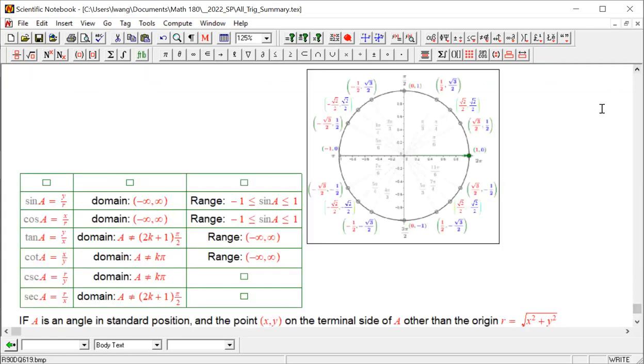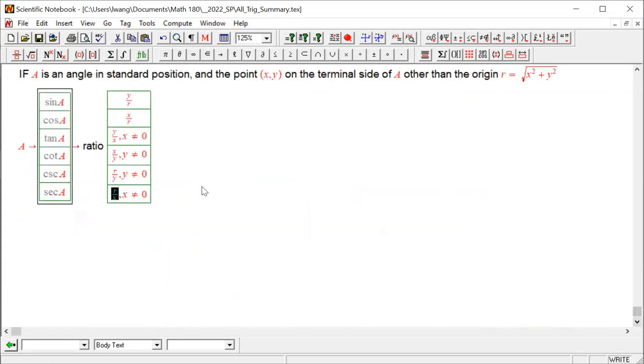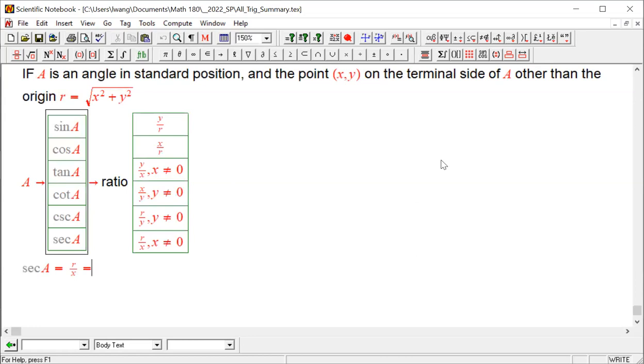So let's talk about the range. Take secant, for example, because secant is used more often in calculus classes. Secant is defined as r over x. We have decided the domain. Suppose now we perform everything in the domain. Let me make the fonts a little bit larger. And we know r is the square root of x squared plus y squared.